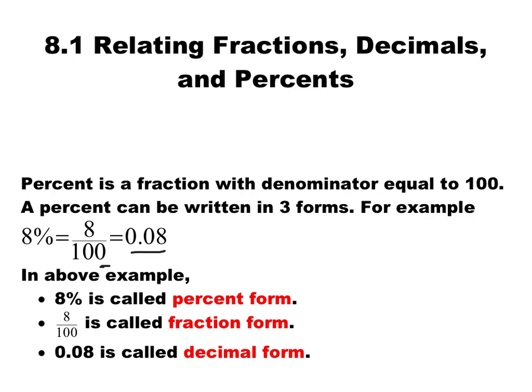Now, the 8% here is called the percent form. The 8 over 100 is called the fraction form. And 0.08 is called the decimal form.